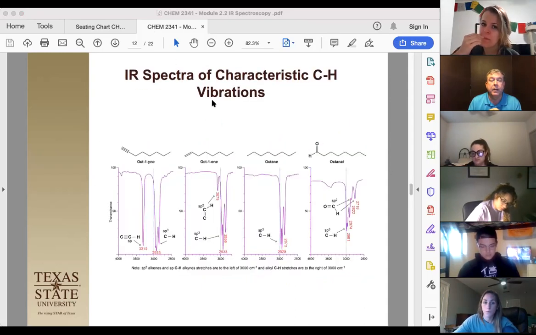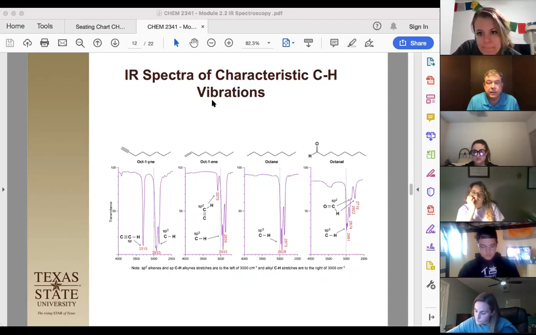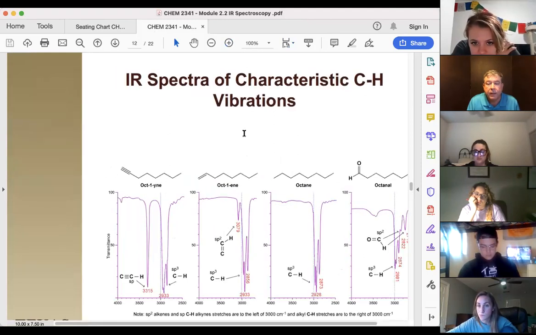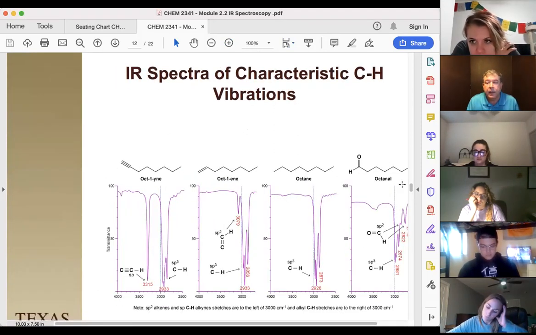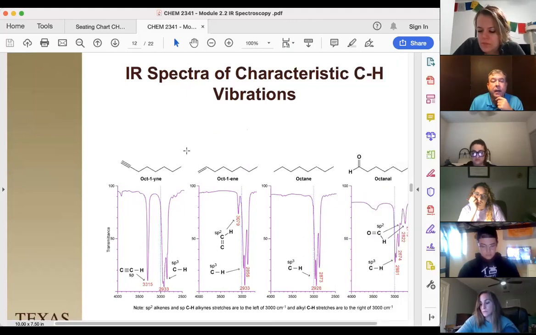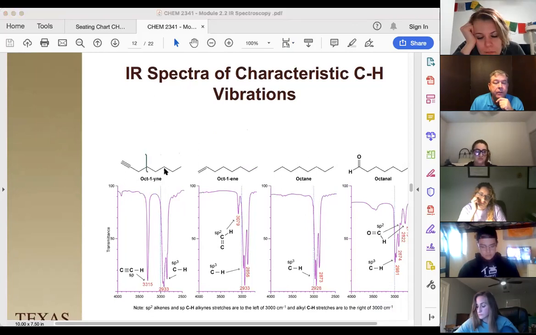Okay, all right. So let's look at that, and let's see if I can blow this up a little bit. There we go. So let's look at that alkyne right here. And what we see is that in this alkyne, we have sp3 hybridized hydrogens here. So those are alkane hydrogens.